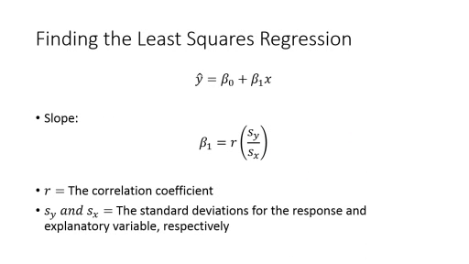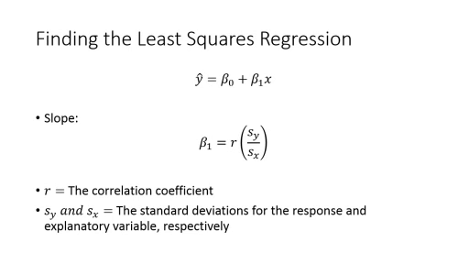All right, so finding the least squares regression. The least squares regression, again, is our equation: y hat equals beta 0 plus beta 1 x. To find the slope, which is your b1, you take your correlation coefficient, r, and then you multiply it by the standard deviation of the response and the explanatory variables.